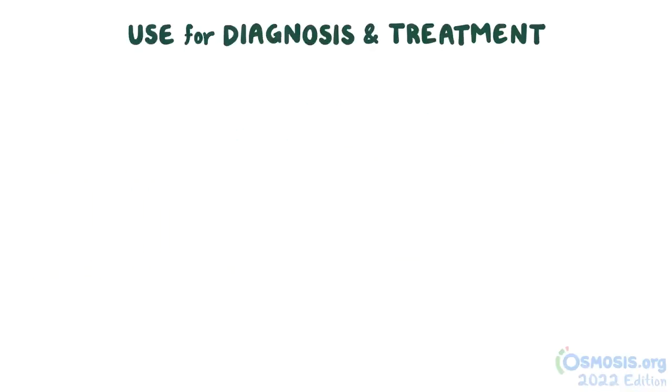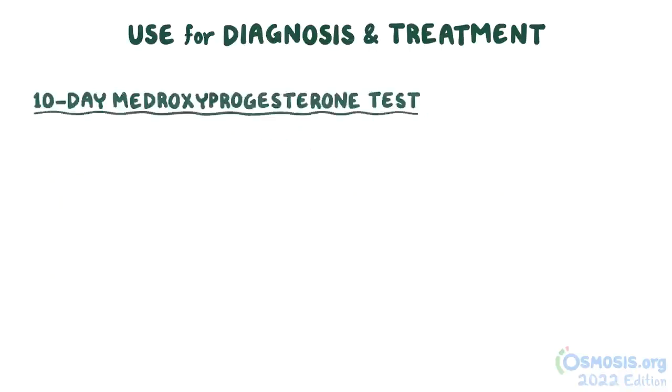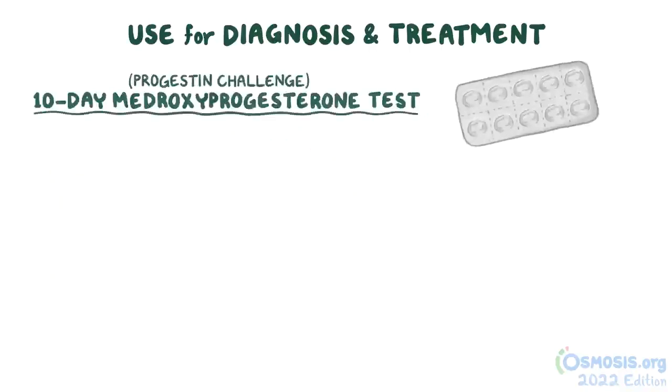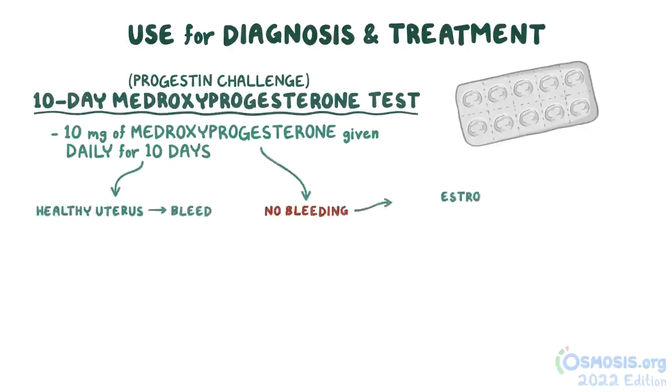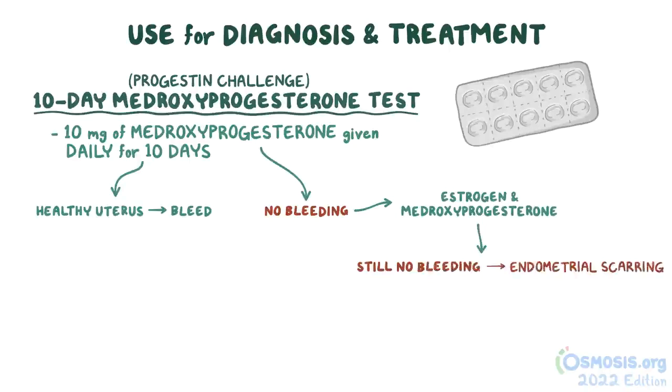To assess uterine function, a 10-day medroxyprogesterone test is done, which is called a progestin challenge or progesterone withdrawal test. That's where 10 milligrams of medroxyprogesterone is given daily for 10 days to see if that induces menstrual bleeding. A healthy uterus should bleed. If there's no bleeding, then estrogen is given to thicken the uterine lining and medroxyprogesterone is added. Failure to bleed strongly suggests endometrial scarring.